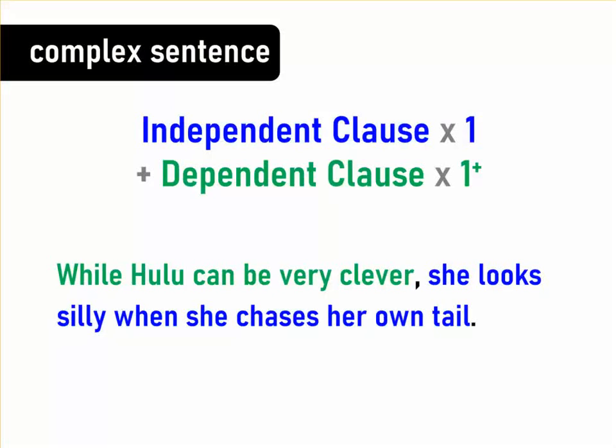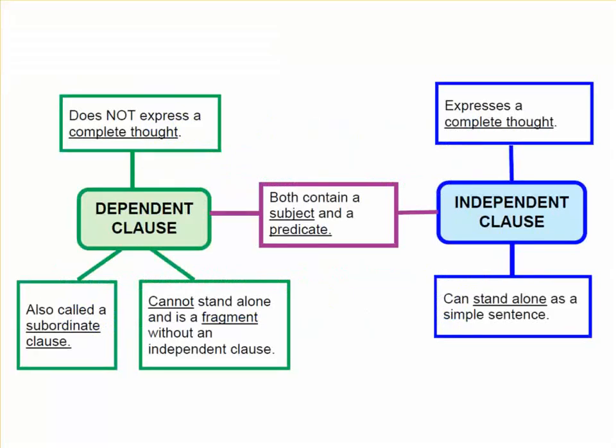In this sentence, "while Hulu can be very clever" is the dependent clause, and "she looks silly when she chases her own tail" is the independent clause. You can refer to this visual chart for a quick review of dependent and independent clauses.